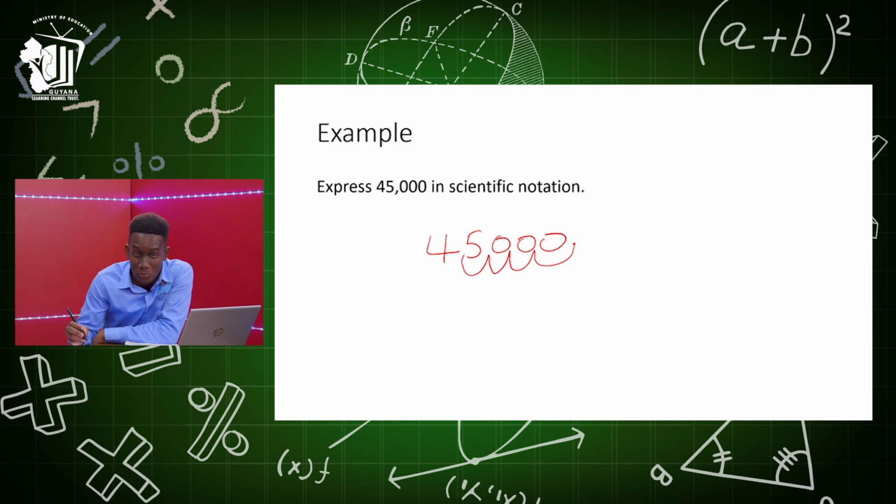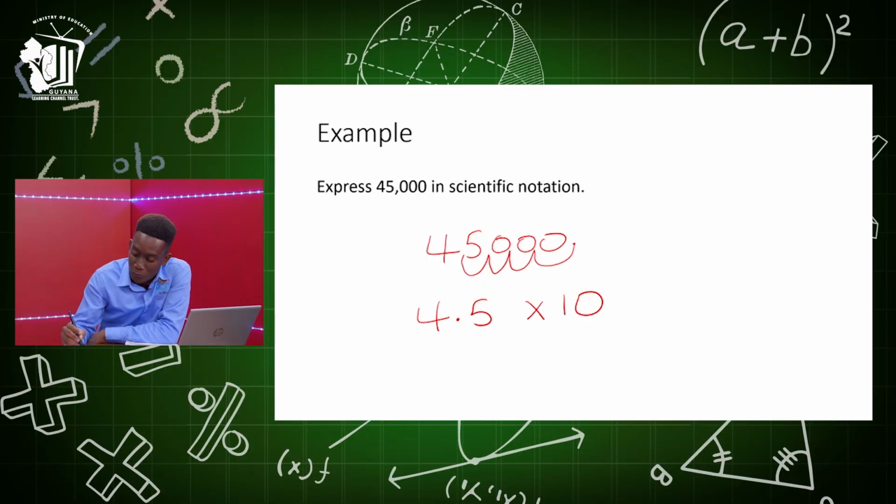So 45,000 will now become 4.5. Now we're always multiplying by 10. Now this 10 has to be raised to a certain power, and the power will depend on the number of times we move the decimal point. So we see we move the point 1, 2, 3, 4 times. So this will be 10 to the 4th power. Now remember earlier I said the 45,000 is greater than 1, so the power has to be positive.